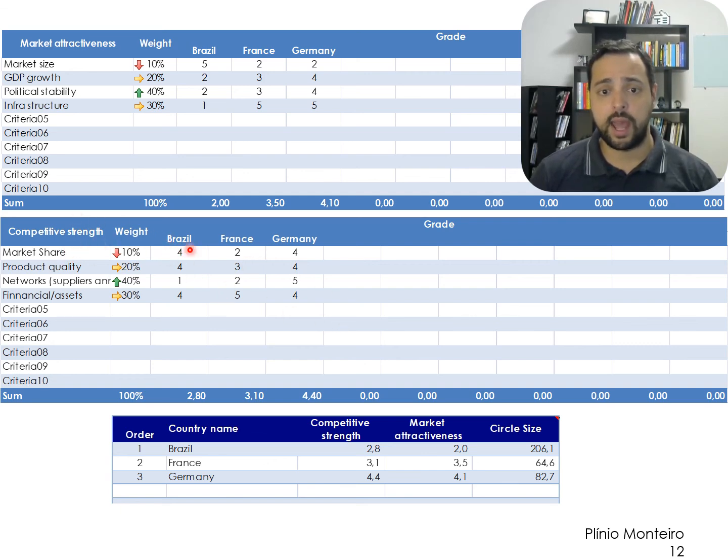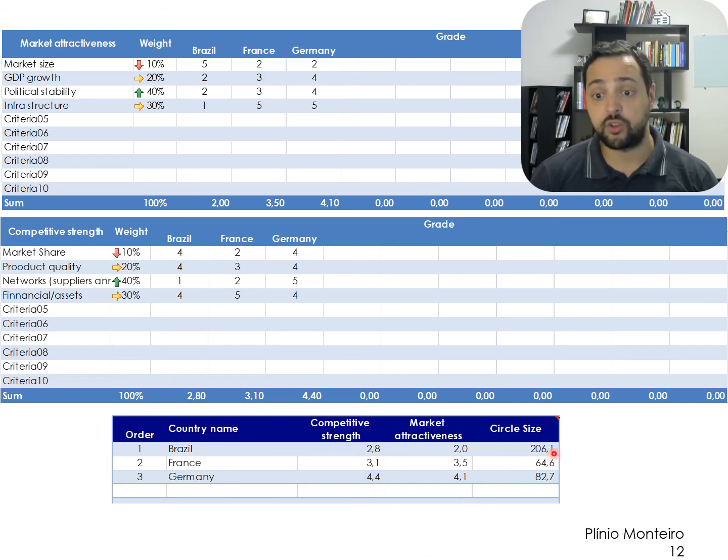And then, after making the assessment of all dimensions for all countries, I'll make the multiplications. 0.10 multiplied by 4, 0.4, 0.8, 0.4, and then I'll have the final result. For Brazil will be 2.8, and so on for other countries. And after that, I'm going to have a general table to represent the result.